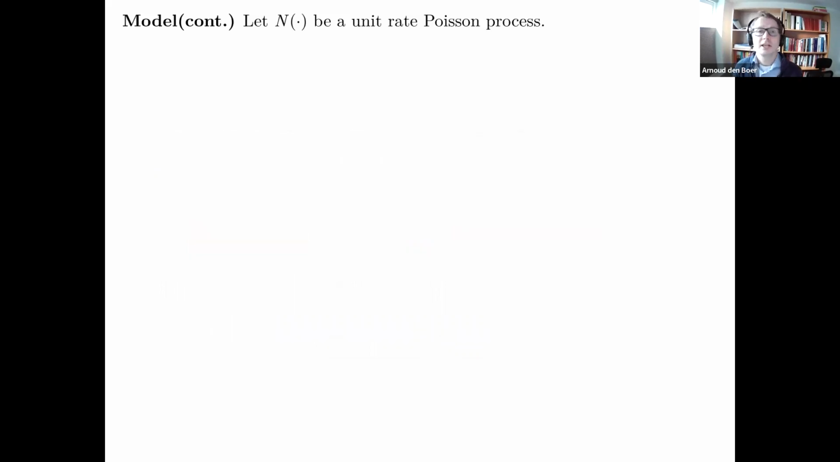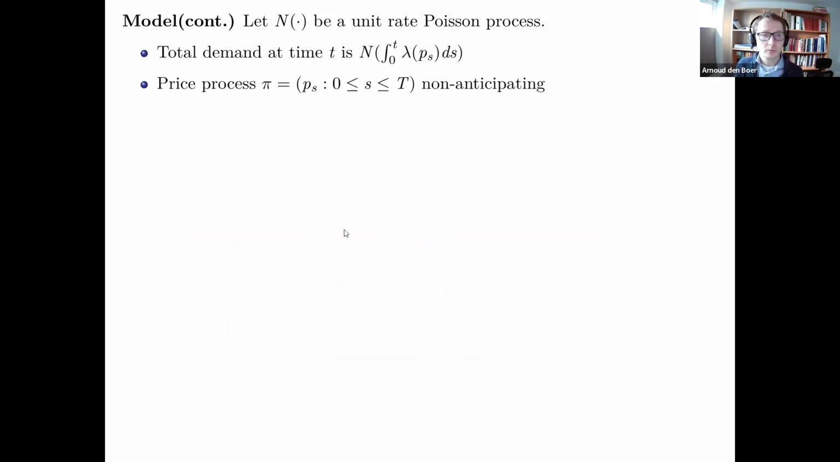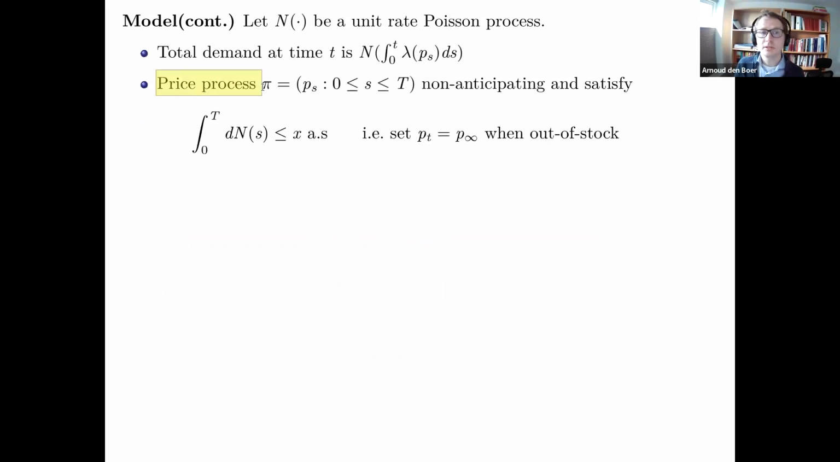Okay, so those are just some regularity assumptions. Now, the problem is as follows. We need to determine a price, P of S, for each time point S. It should be non-anticipating. That means each price can depend on my history of demand and price observations, but not on the future. And my goal is to maximize revenue.